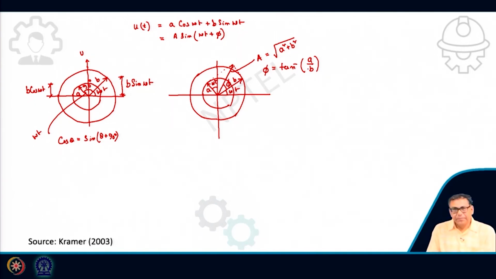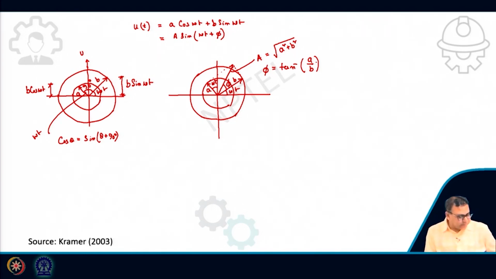So this is a, this is b, and this is the phi angle, so this will be tan inverse a by b. Clear? So I can convert this to this equation: if we have an equation of the type a cos omega t plus b sin omega t, then we can convert it to A sin omega t plus phi. So A will be root over a square plus b square, and phi will be tan inverse a by b. So this is my trigonometrical notation.